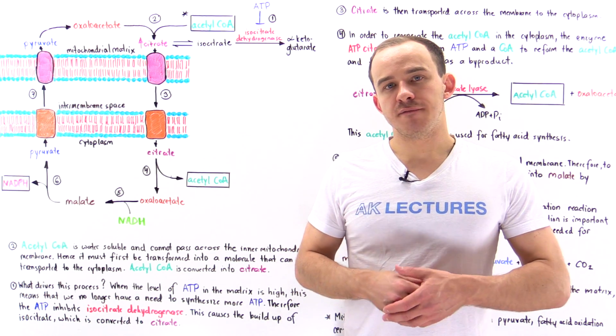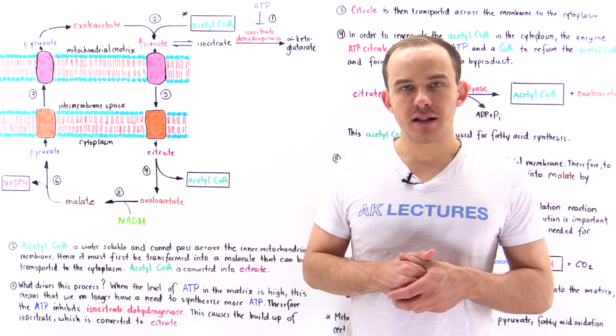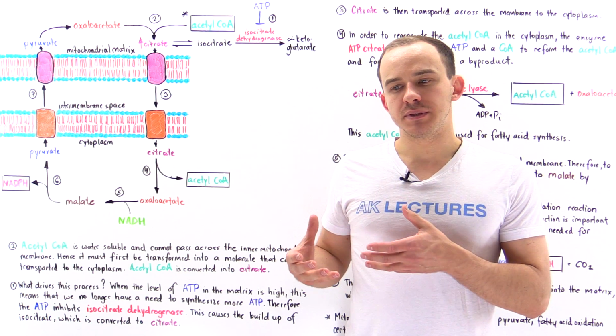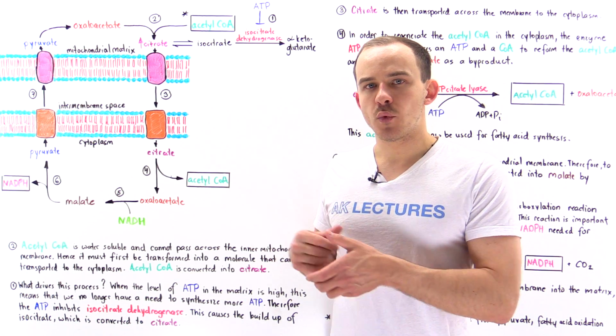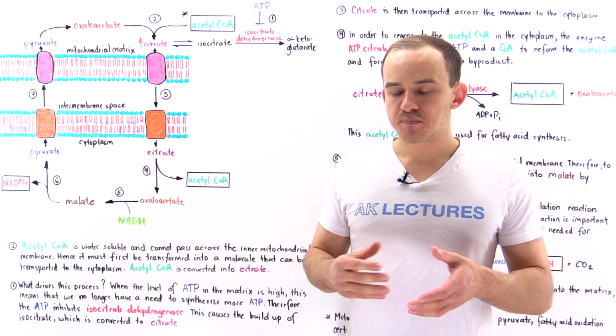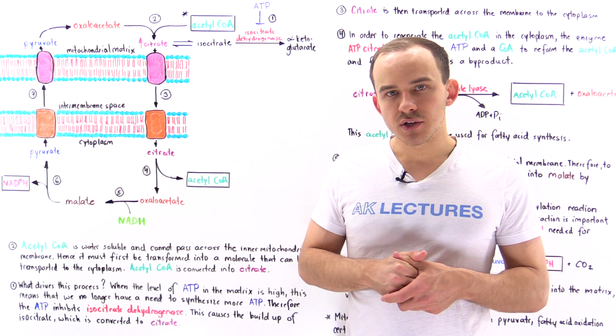In order to build fatty acid chains, we have to begin with acetyl coenzyme A molecules. Because ultimately, when we're synthesizing fatty acid chains, we're combining many acetyl coenzyme A molecules together. Now, where do we get our supply of acetyl coenzyme A molecules?